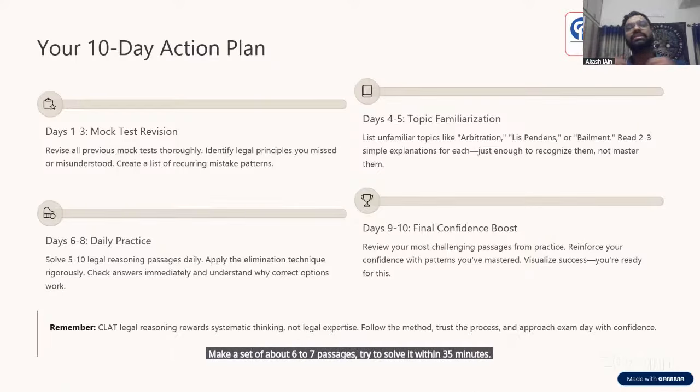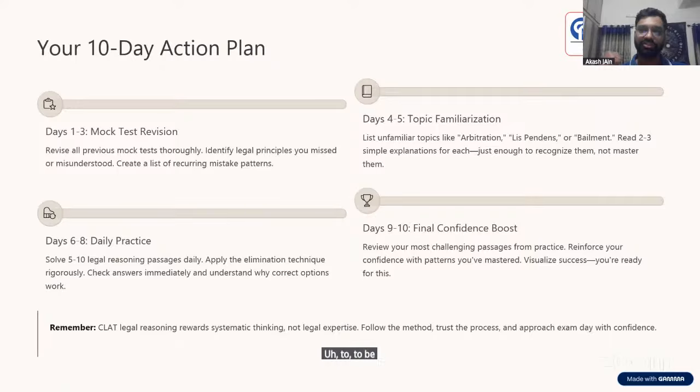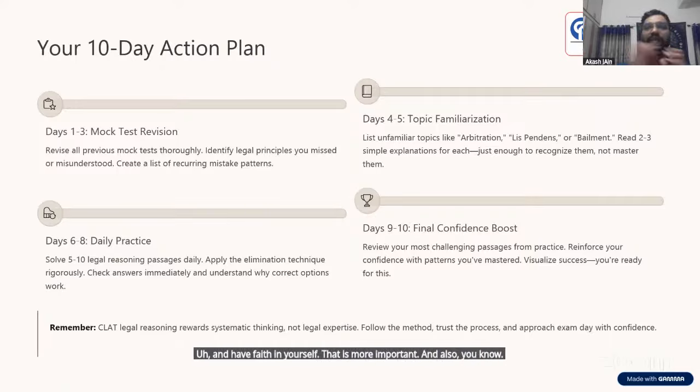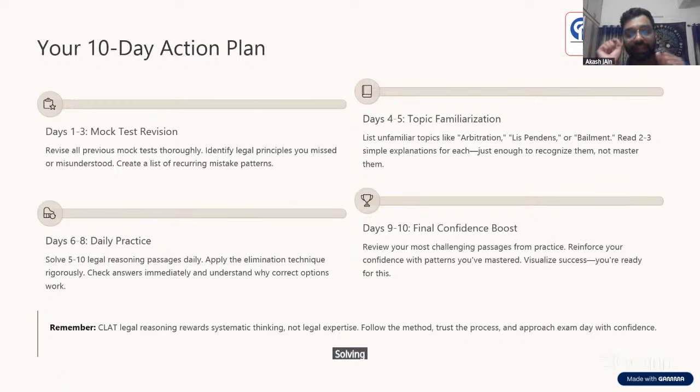And at this time, as I already said, it is very important to be confident in yourself, to be confident about your abilities, and have faith in yourself. That is more important. And also, solving the paper at the right time, or doing the hard work at the right time.